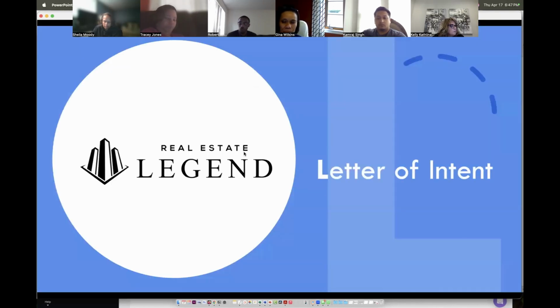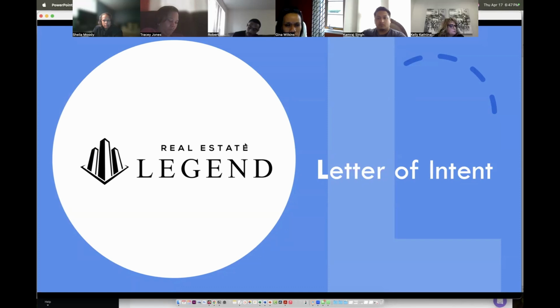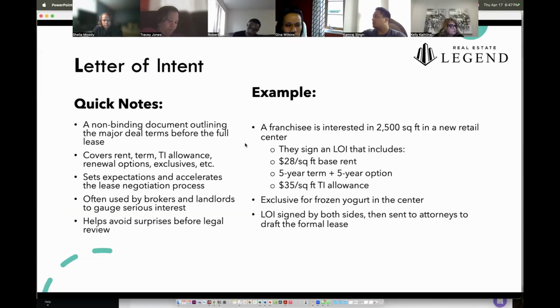Letter of intent, very important. A letter of intent is kind of like a lighter PA, a lighter purchase agreement. So instead of giving a purchase agreement to the landlord, you give them a letter of intent instead. You say, look, we're very serious about this property. We're very interested. Here's what we're proposing to you: this, this, and this. This is what we want.